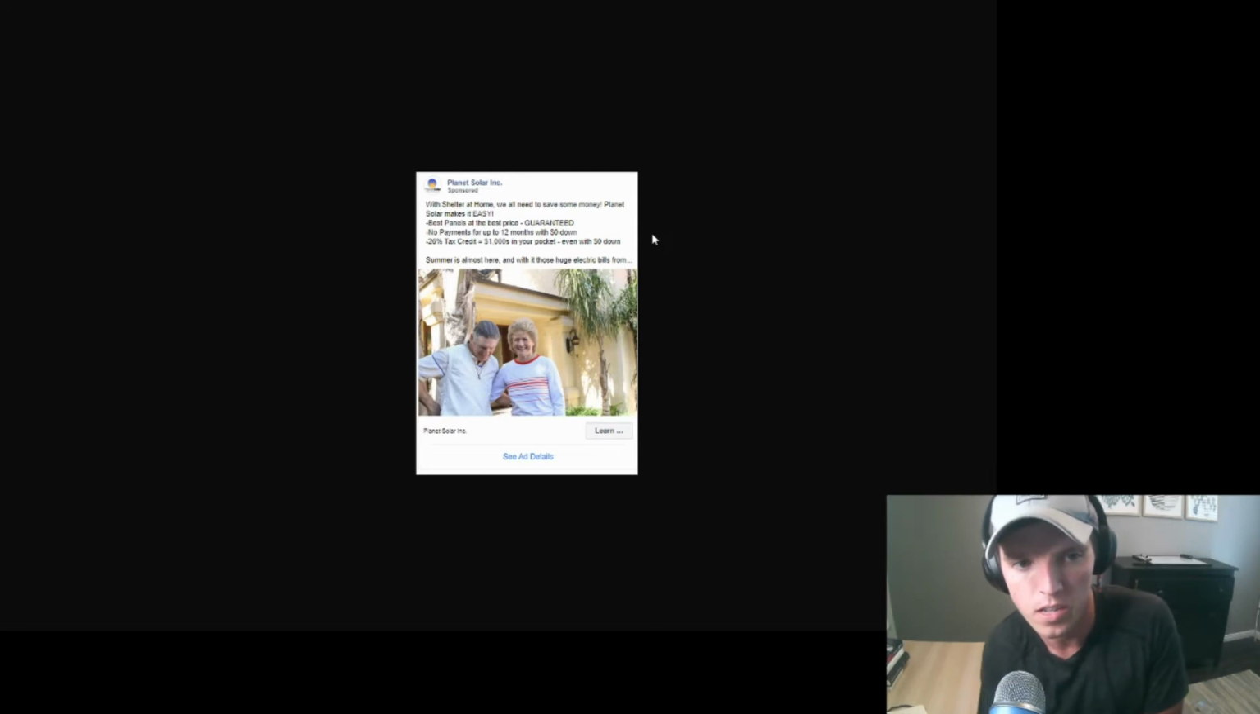Number two, they're saying with shelter at home, we all need to save some money. Planet Solar makes it easy. This is great because it messages current events, so it's going to grab people's attention, and everyone wants to save money. So it's giving you a hook. The image is going to at least make you read the first line. The first line says with shelter at home, and you're like, okay, that's something that's happening right now. It's pertinent to what I'm going through. What does this mean? And then that's going to get them to the next part of the sentence, which is we all need to save money. And once again, connecting it to saving money.